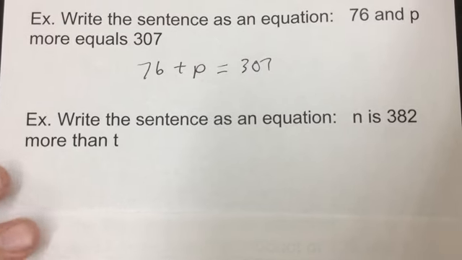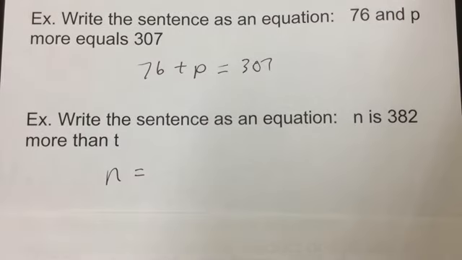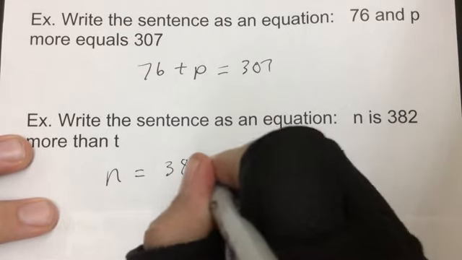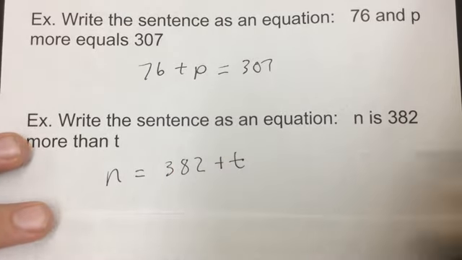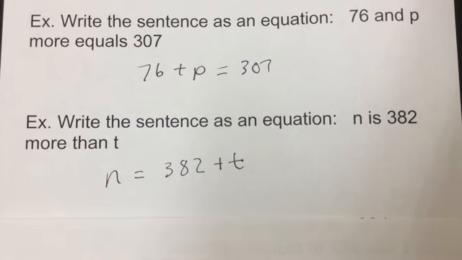So write the sentence as an equation. N is 382 more than T. More than means plus. So 382 plus T. Now, I write my T's with a little curve so you know it's a T and not a plus sign.